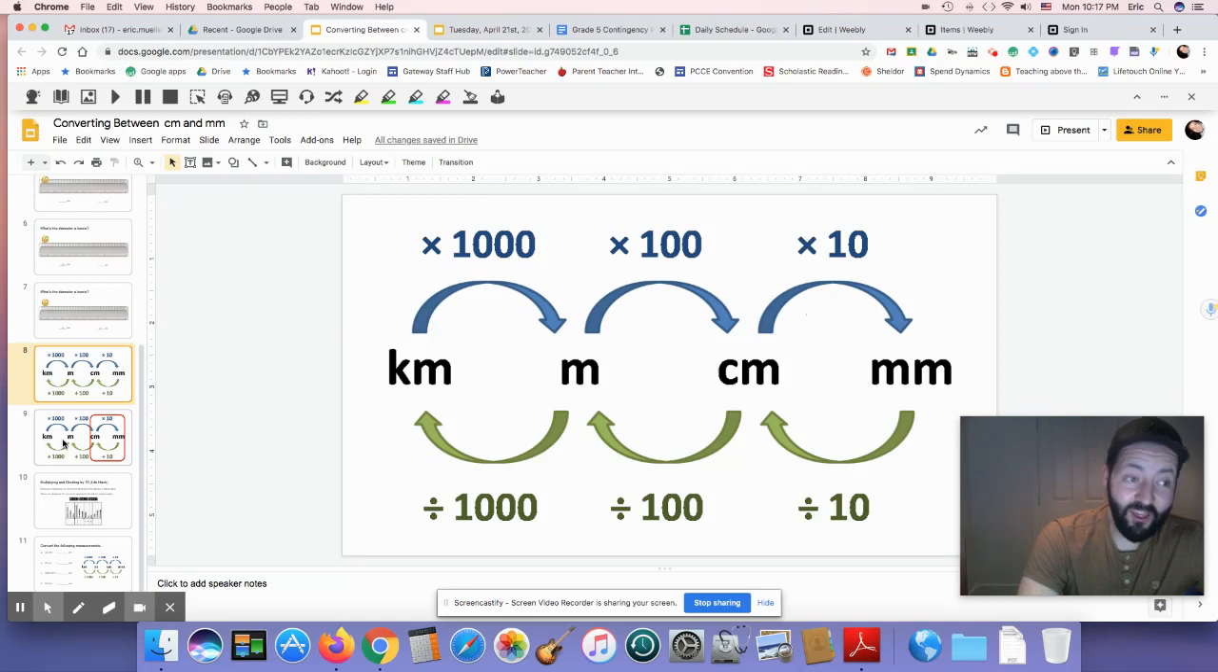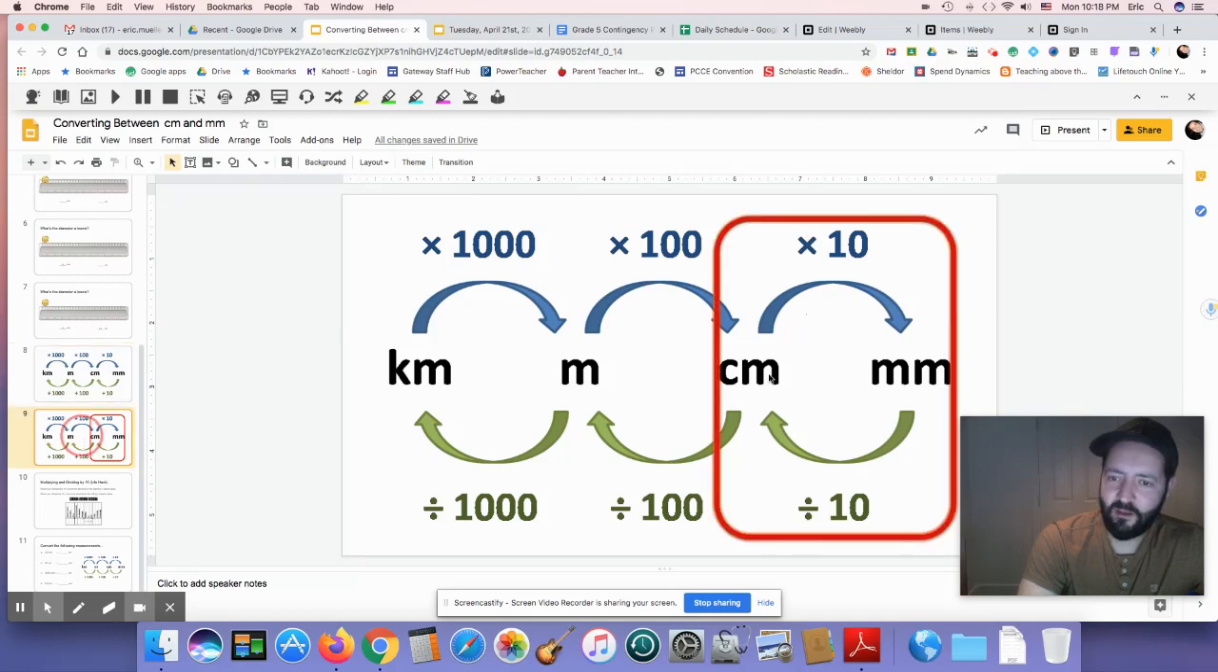But in today's lesson, of course, we were only really focused on 2 of those units. We're focusing in on how to convert between centimeters and millimeters. So we're only ever going to be multiplying by a factor of 10, or if we're going the other way, converting from millimeters to centimeters, we might have to divide by a factor of 10 as well.